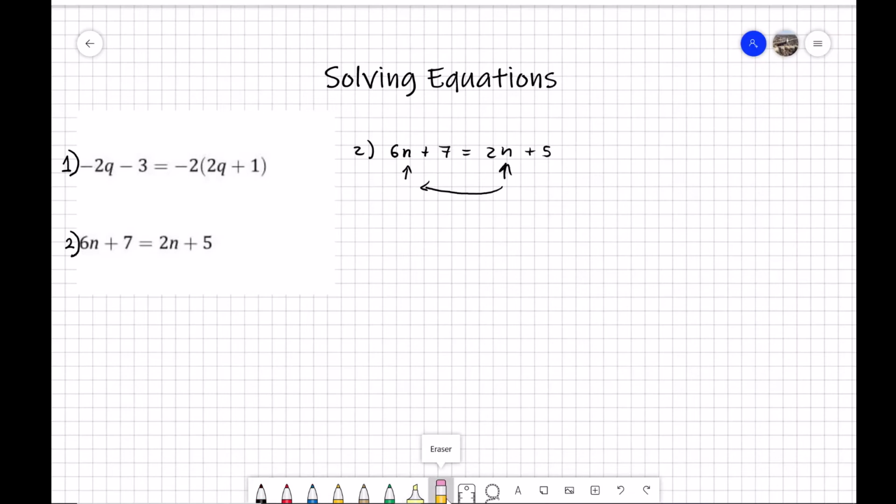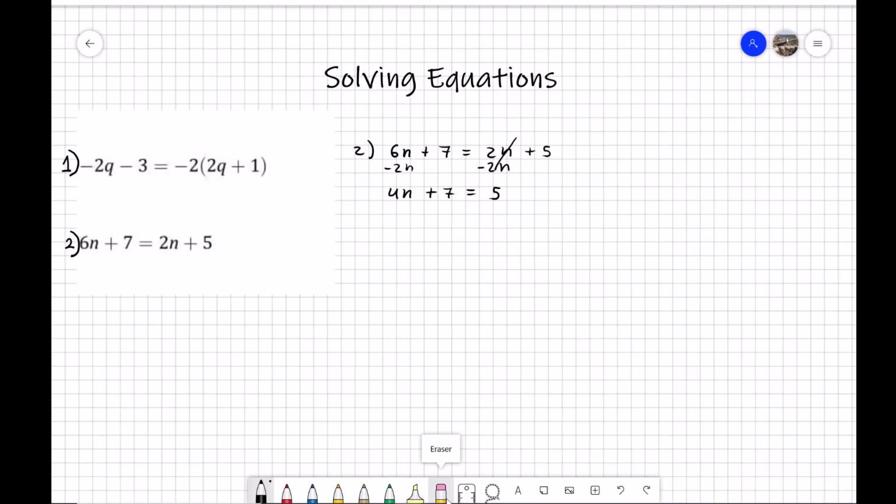I'm sorry, let me erase this. Right, so I'm gonna move the n to the left side, right? So that means we're gonna have to move also the 2 that is attached to it. All right, so as I said before, moving is the same thing as cancelling. So that means in order to move the 2n, we're going to have to cancel it. We have positive 2n, so we're going to have to subtract 2n, right? And the same thing on the other side, minus 2n. So that way it gets cancelled out, and here we end up with 4n plus 7, and that's equal to 5, right?